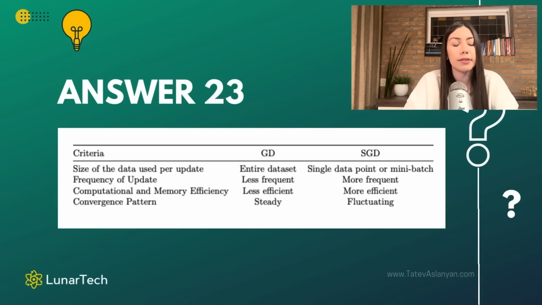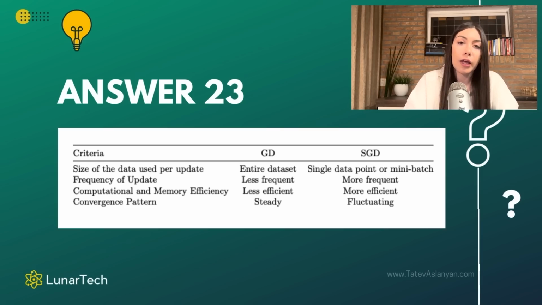The second one is the update frequency. The third one is the computational efficiency. And the fourth one is the convergence pattern. So let's go into each of these factors one by one. So gradient descent uses the entire training data when training the model and computing the gradients and using this gradient as part of the backpropagation process to update the model parameters.